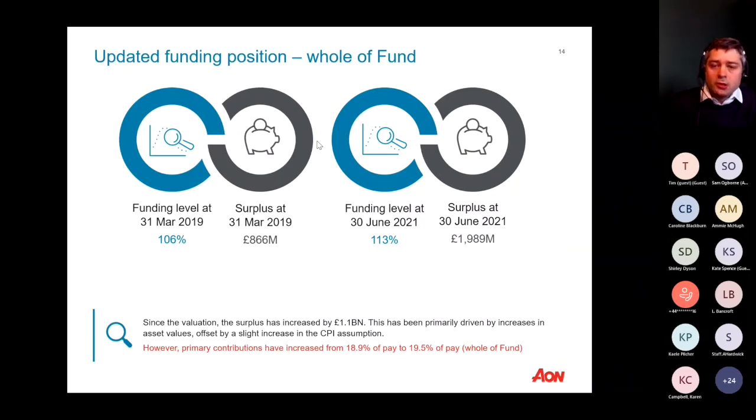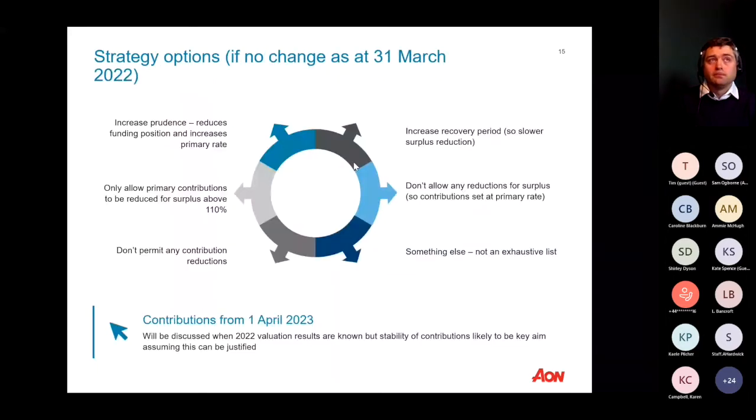And as mentioned in the last few slides, this is a result of large increase in asset values, which have only been partly offset by changing our assumptions used to calculate the liabilities. As mentioned before, the assets have dropped at the end of September. So the current position might be a little lower. Looking at the contribution, the primary contribution have increased from 18.9% of pay to 19.5% of pay for the whole of fund. This was mainly driven by the increase in the CPI assumption. I will now pass on to Alison to talk about things that might help to keep the contribution stable at the next valuation. Thank you.